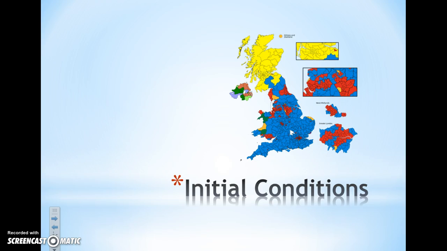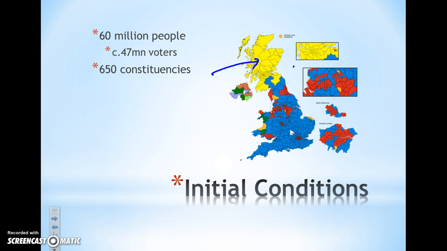Well, there we are, that's the UK, and it's all covered in squiggly lines and they're different colours. Well, there are, give or take, 60 million people in the UK, and what they do is they divide that into 650 constituencies. So each of these little units that you can see here is what we call a constituency. So there's 650 of those.